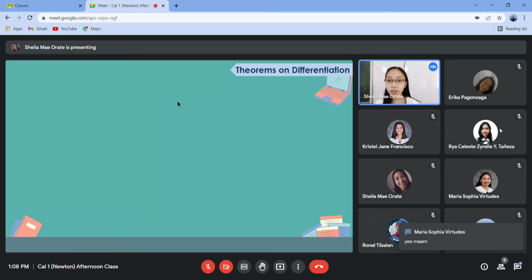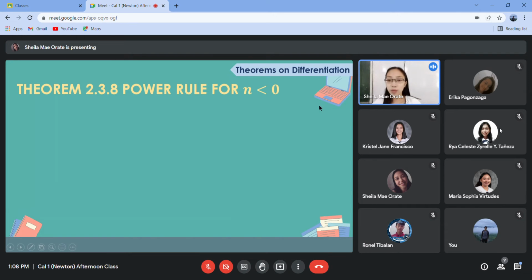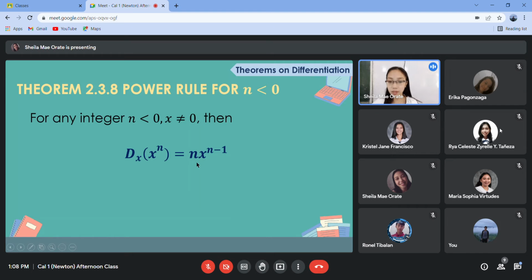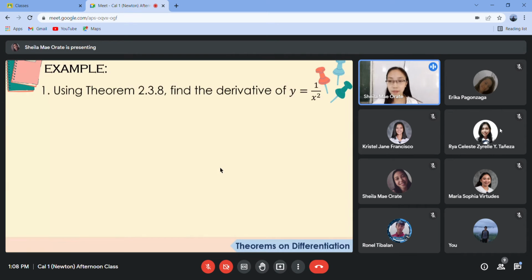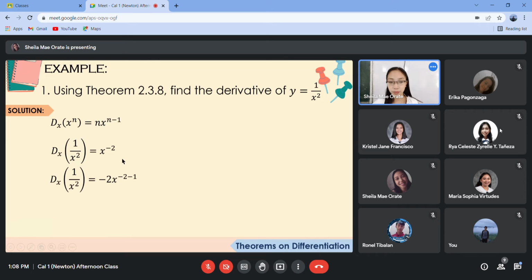Now, for this afternoon, let's have the power rule for n is less than 0. So actually, we already discussed this this morning. So let's have a review. So this is the formula for power rule. And then we already have this example, 1 over x squared. So, we apply the power rule formula and then transfer our x squared to our numerator. So, we have x raised to the power of negative 2. Then, we apply the formula. And our answer is negative 2 over x cubed.